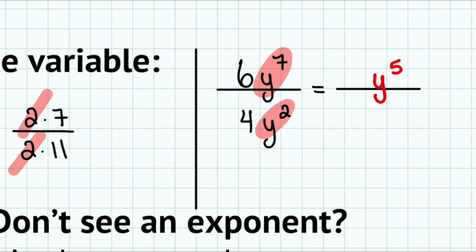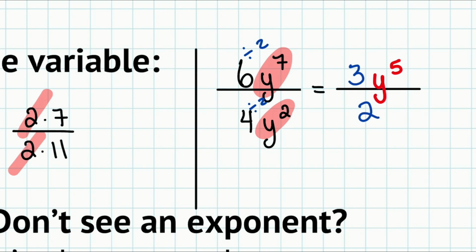Everybody, what number are 6 and 4 both divisible by? Yeah, 2. So what I'm going to do is divide the numerator by 2, divide the denominator by 2. Once I do that, everybody, we are going to get 6 divided by 2 is 3, 4 divided by 2 is 2. And there's your final answer. 3y to the power of 5 over 2.